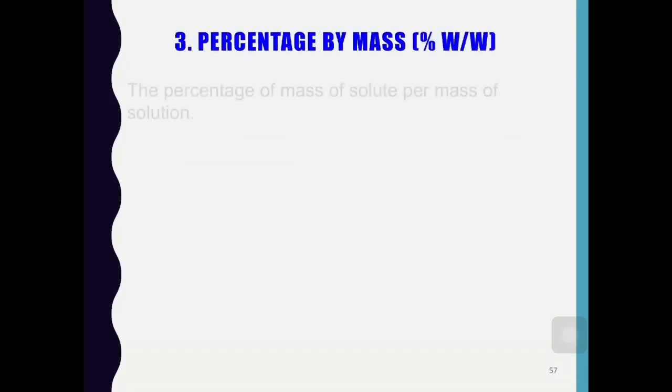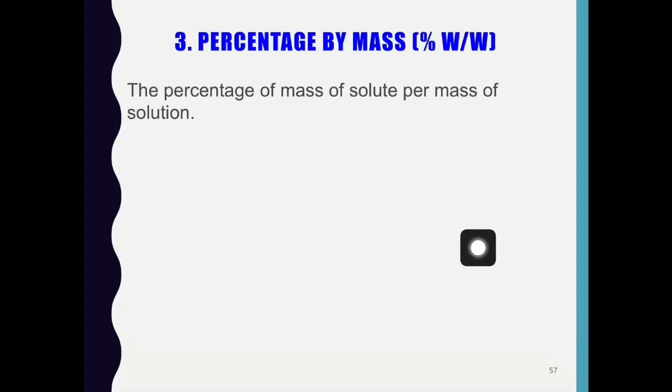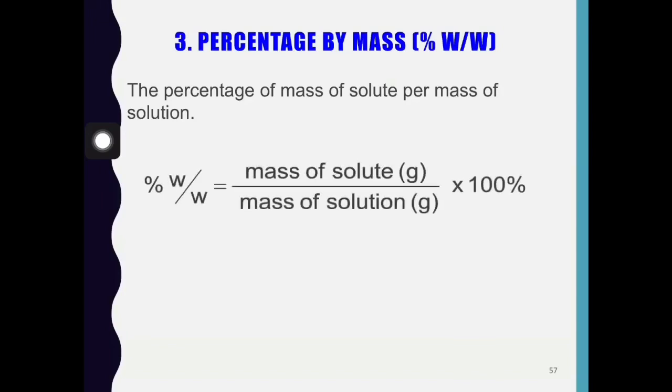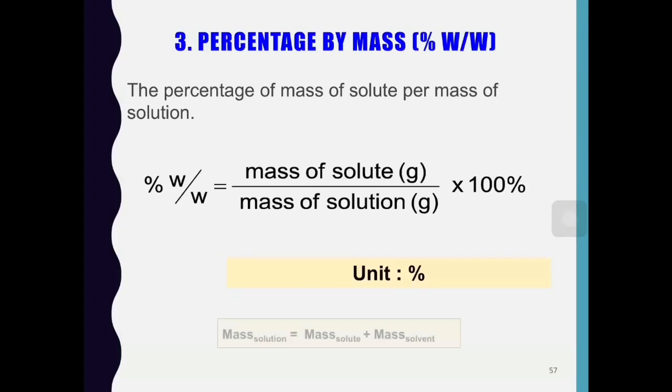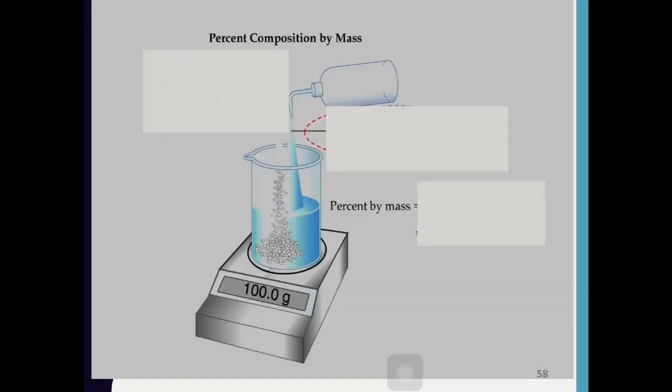For percentage by mass, the definition here is percentage of mass of solute per mass of solution. And the formula is mass of solute divided by mass of solution, multiplied by 100. The unit here is percentage, and please keep in mind that mass of solution is equal to mass of solute plus mass of solvent.